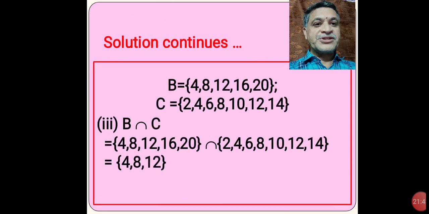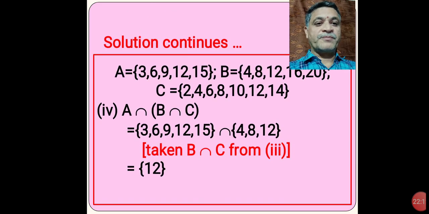Now go to B intersection C. {4, 8, 12, 16, 20} intersection {2, 4, 6, 8, 10, 12, 14}. Common elements are: 4 is common in both, 8 is common in both sets, and 12 is common in both sets. Remaining are not common in both sets. So you write only simply 4, 8, 12. That's enough. So that is B intersection C. Now go to question number 4. A intersection B intersection C.